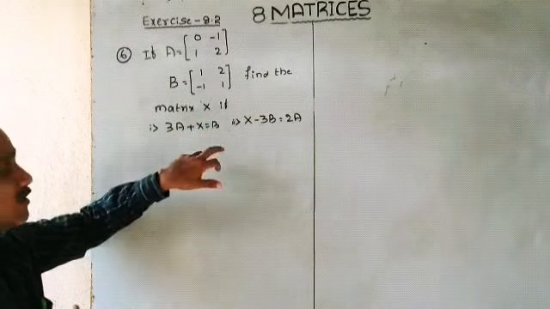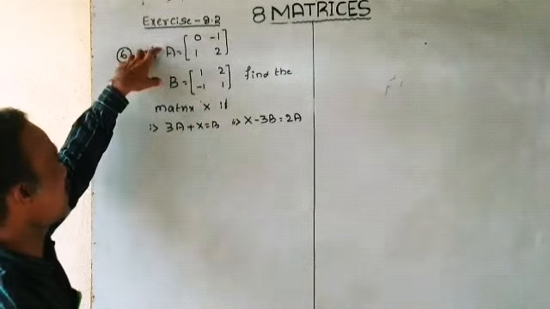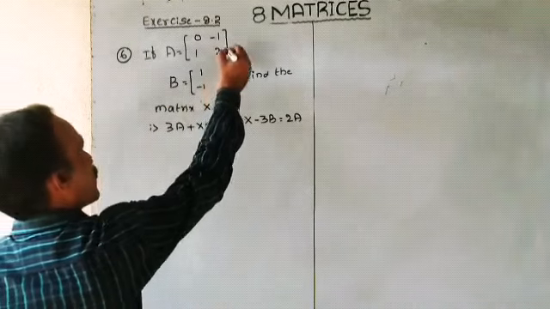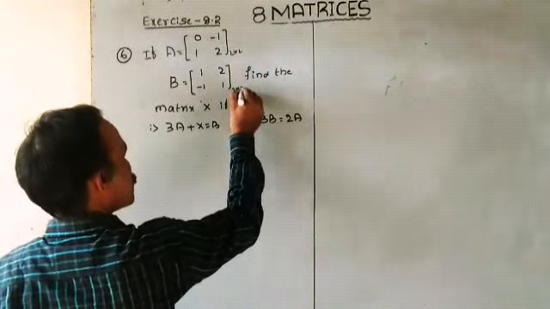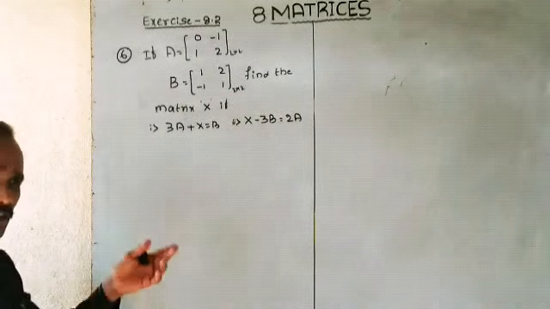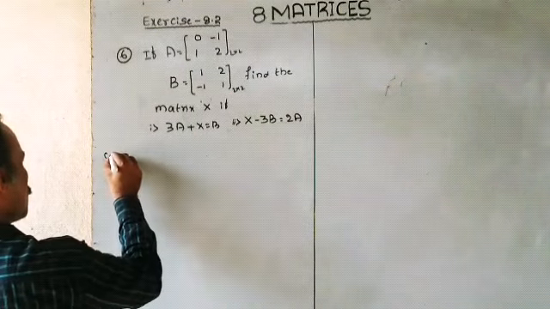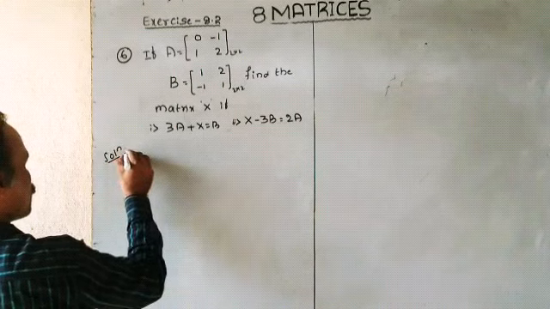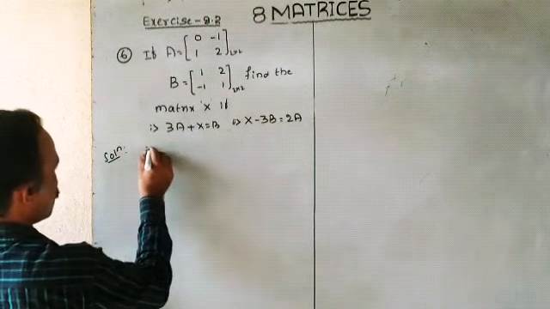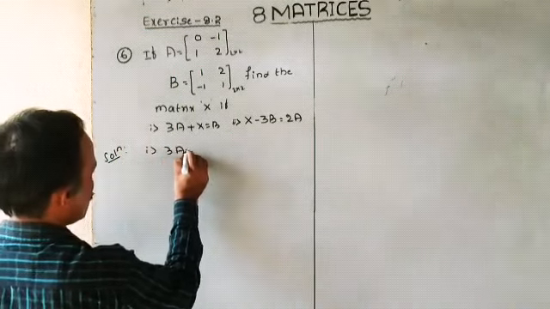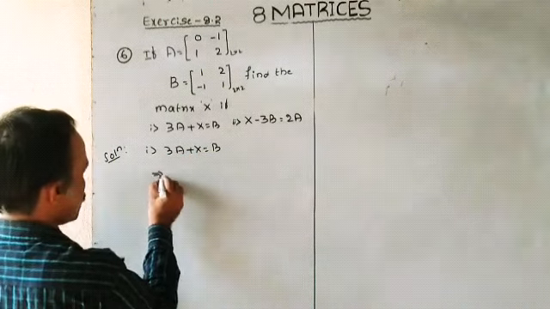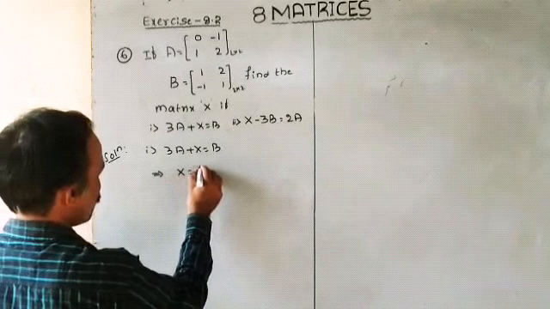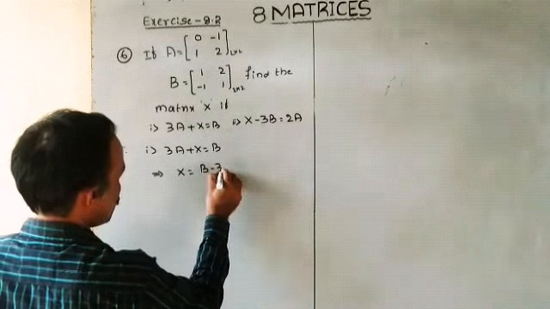What about the order? The order of X is either that of A or B. A is 2 cross 2, B is also 2 cross 2. Therefore, the order of the matrix X is also 2 cross 2. Now you see the procedure. So, solution. First one: 3A plus X is equal to B. First, find the value of X from this. So X is equal to B minus 3A.